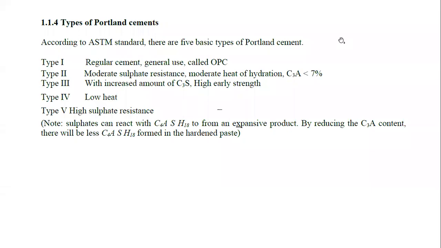Hello everyone. In the previous lecture, as we know, we already studied the basic terminology of cement. Now we are proceeding to the types of Portland cement. Basically, five types of Portland cement are specified: type one, two, three, four, five. Type one is also known as regular cement.